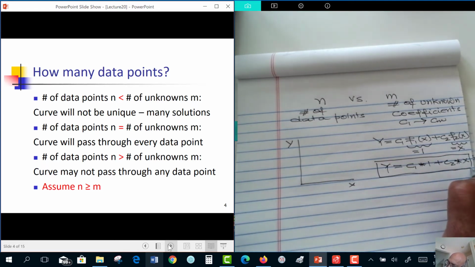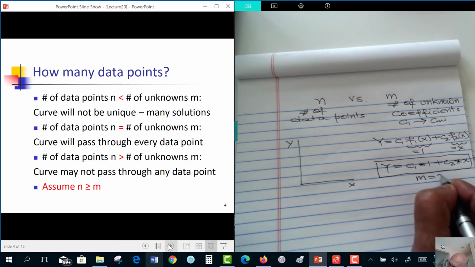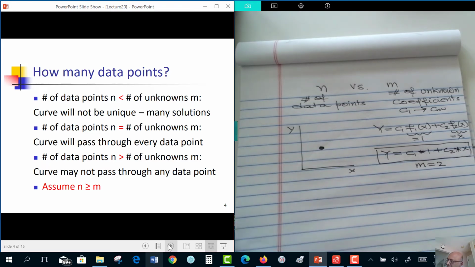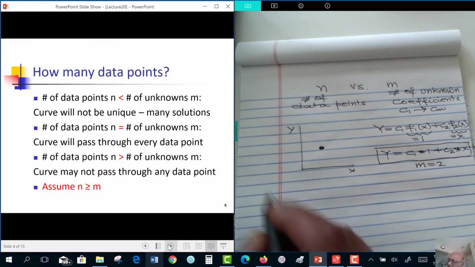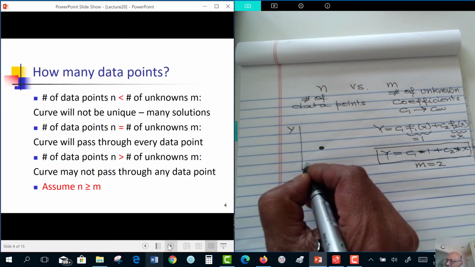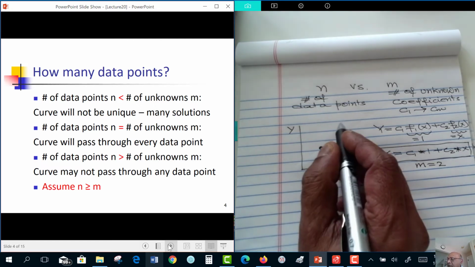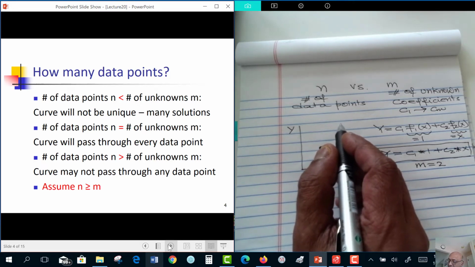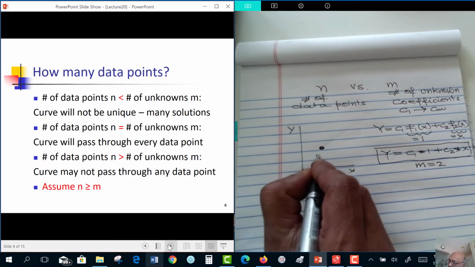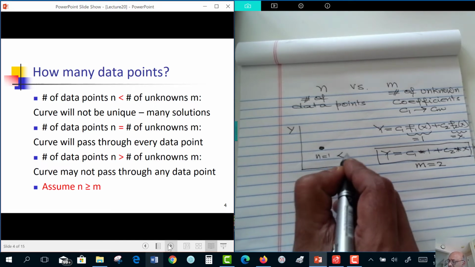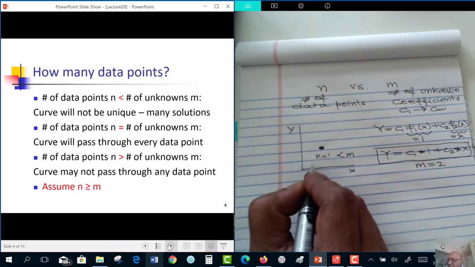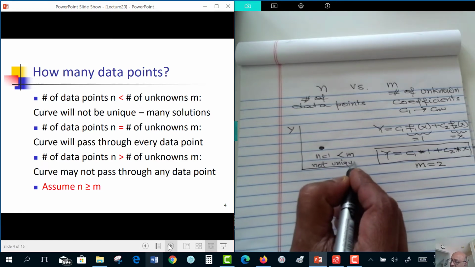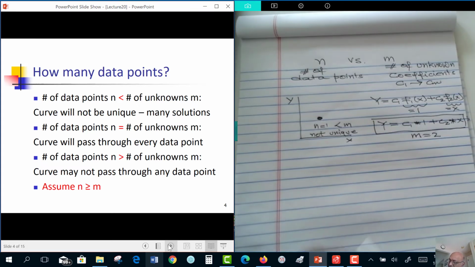So therefore we have two unknowns, m is equal to 2. Suppose we have only one point. We know that many lines would be best. Any line passing through this point would be best. So our result will not be unique. So when n is less than m, the result is not unique. Of course, we can't have only one data point with two unknowns.